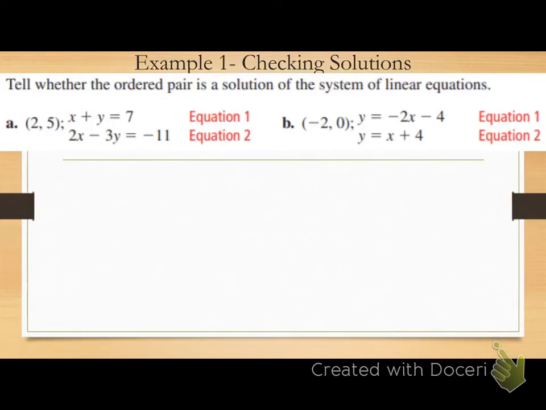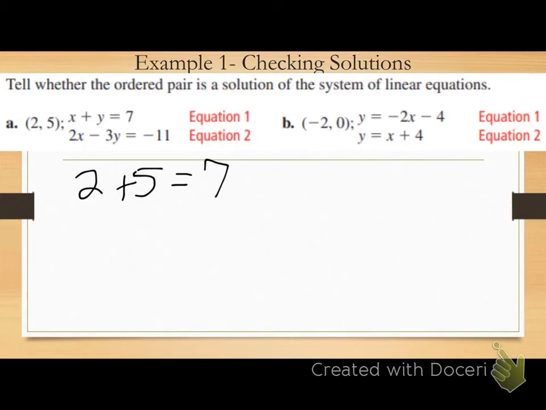Example 1, checking solutions. It says, tell whether the ordered pair is a solution of the system of linear equations. So how am I going to check this and tell whether it's a solution or not? You plug in the ordered pair terms. Which one's my x value? 2. Which one's my y value? 5. Very good. So we're going to deal with x plus y equals 7 first. We said 2 is our x value, so I replace the x with 2. 5 is my y value, so I replace y with 5.